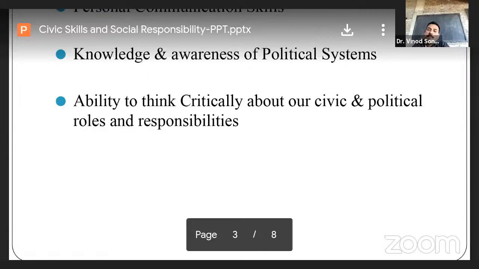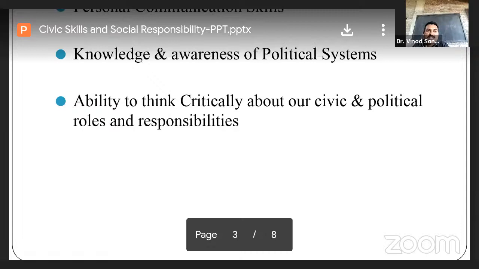The Constitution of India has presented what the civic roles and responsibilities of Indian citizens are. And to play these civic and political roles and responsibilities, we first have to develop the ability to think critically. Without critical thinking, it is not possible for us to take the correct decision. Suppose elections are there and we have to vote for a candidate. At that time, we should not be emotional.